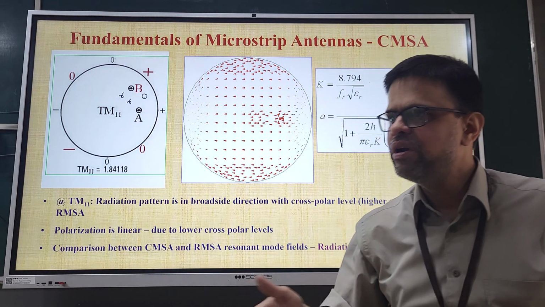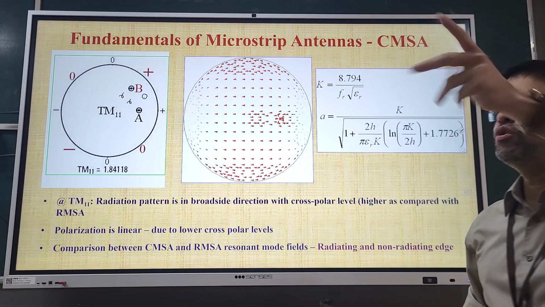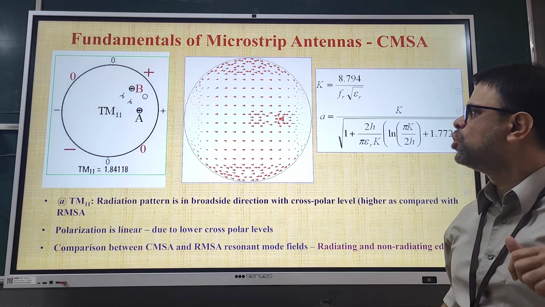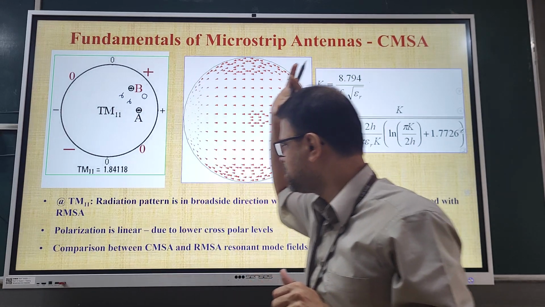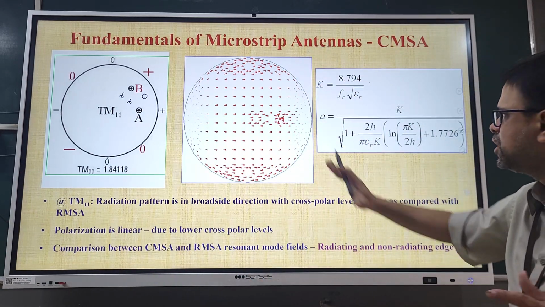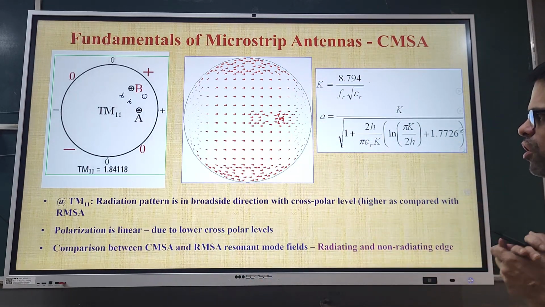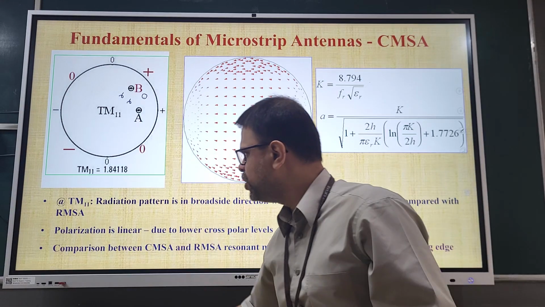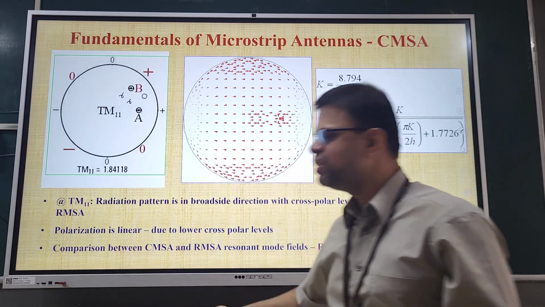You get only one mode, whereas in rectangular patch you get both the modes. Okay, so that is the only point which I just missed with respect to our basic topic discussion. Rest of the points we already discussed. Just to continue on that point, polarization is linear.